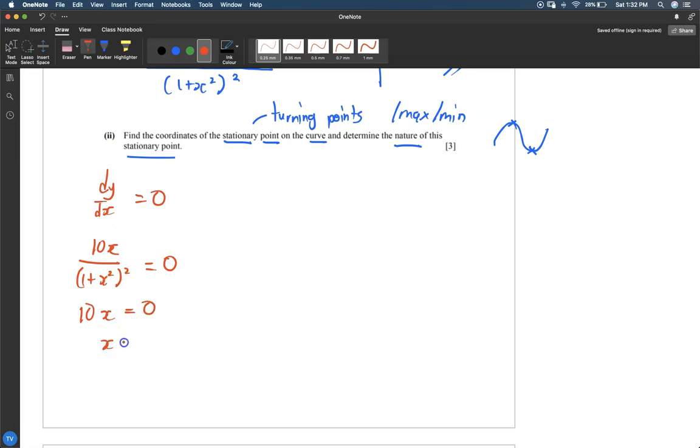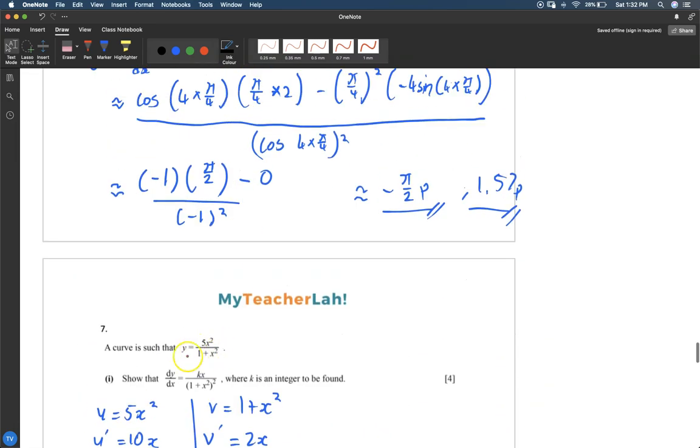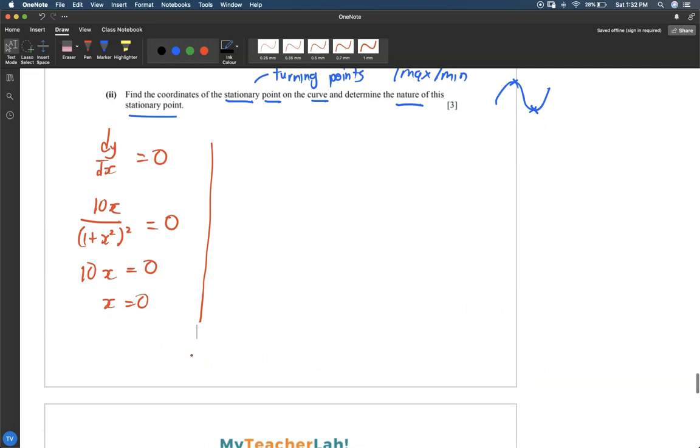Okay, and you'll end up with x equals 0. That's nice to have, easy to work with. Now put it back in the original function value because they're looking for a coordinate, right? This coordinate is on this curve, so I'm going to use back this y. y was equal to 5x squared over 1 plus x squared.